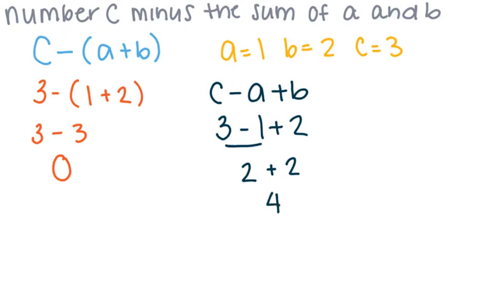And these two answers, 0 and 4, are not the same thing. They do not equal each other. And that is why you need the parentheses in this expression, so that we know that we have to do the addition problem first. Otherwise, we are not going to be getting the correct answer.